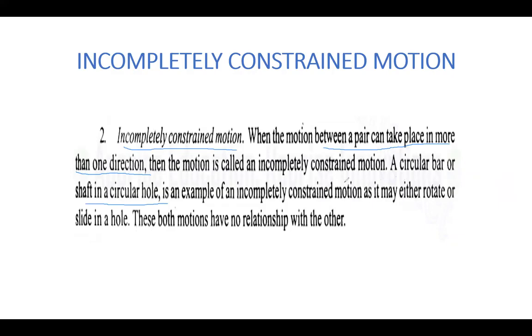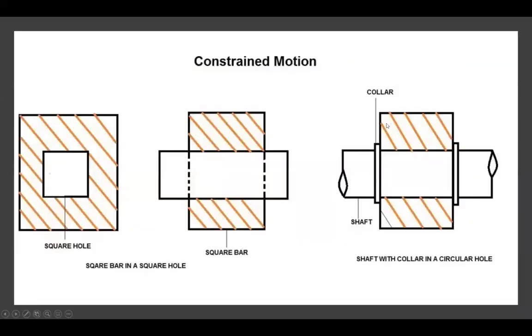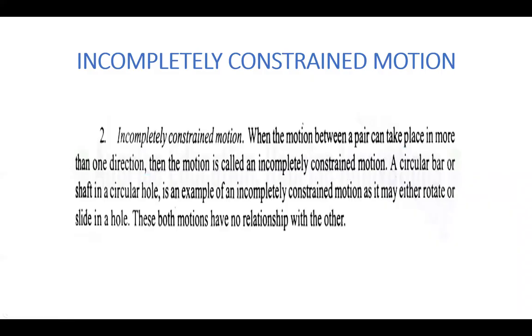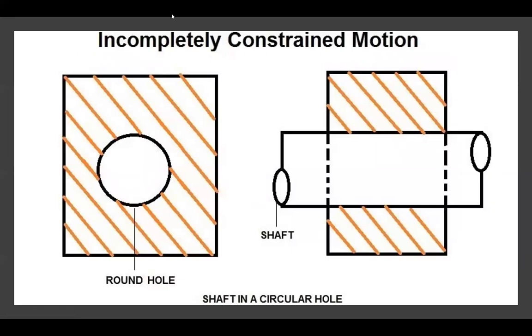So there is not a collar. First case में हमारा previously case में we have a collar there. So collar होने की वजह से they will not rotate, they will just slide. Now there is no collar, so they will either rotate, that is this, they will rotate or they will translate. So they have direction more than one. This is the type of incomplete constrained motion. So in incomplete constrained motion, the body will move in more than one type of motion. For example, a shaft in a circular hole can rotate and can translate as well.